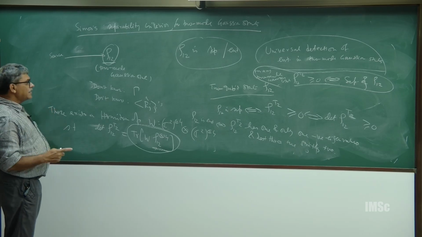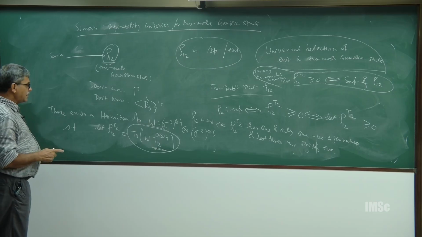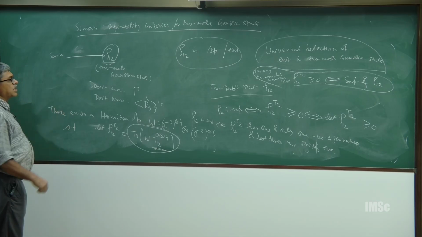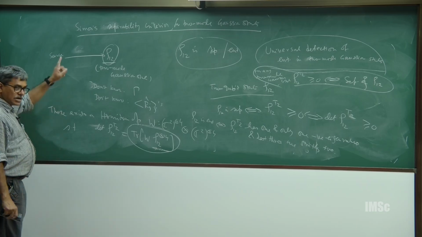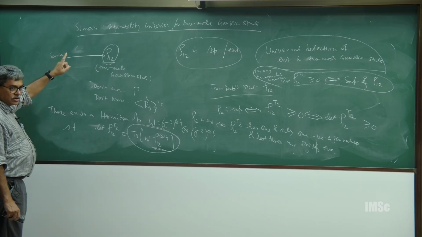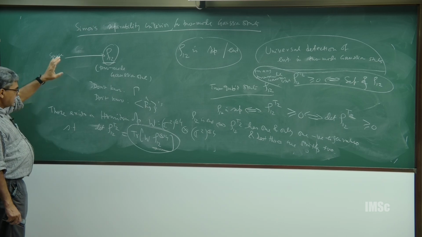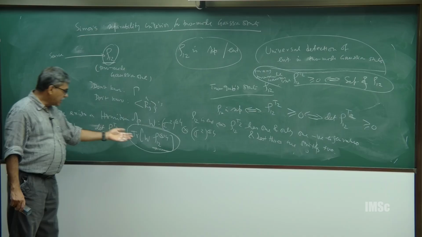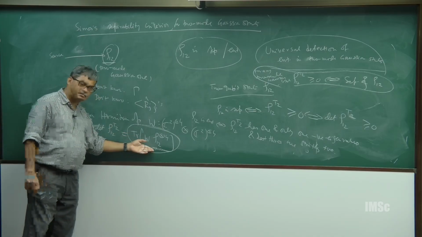So, the question was whether a similar thing can be done here for the case of 2 mode Gaussian states, whether one can come up with a single observable, so that it may not be 4 copies, maybe more copies, but whether some such thing can be done.